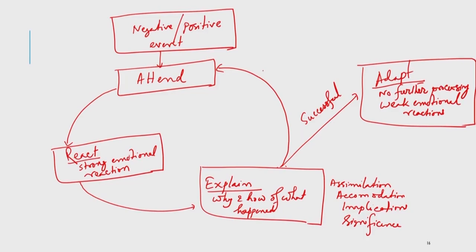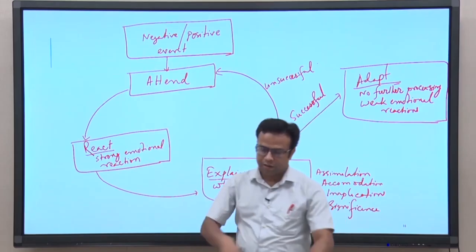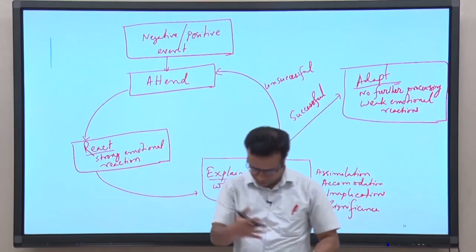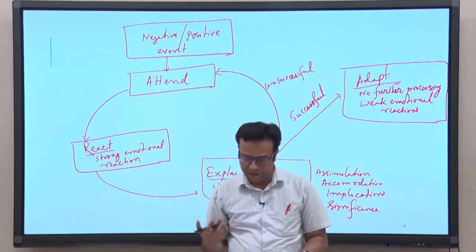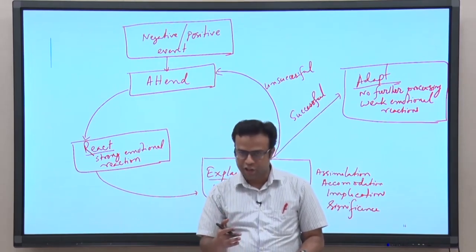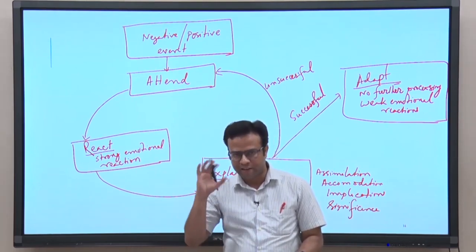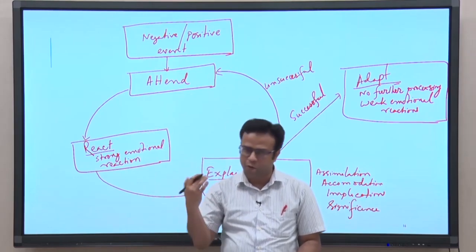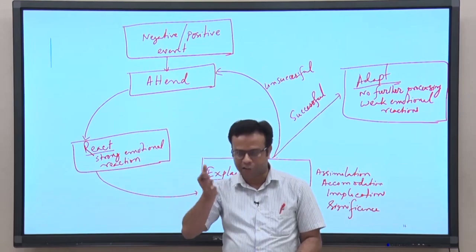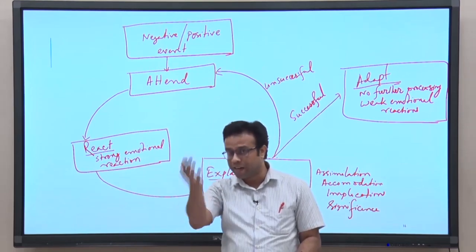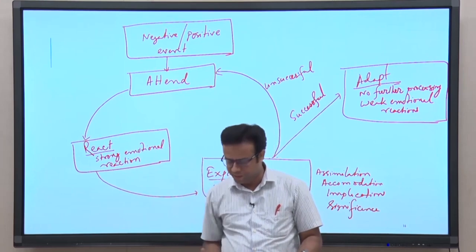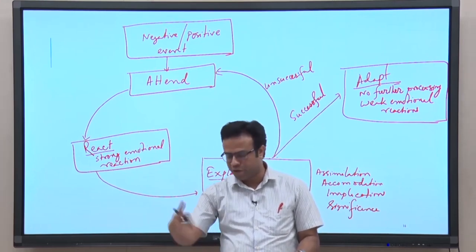So, if it is unsuccessful, generally it will again go through all this process. So, in a diagrammatic fashion we can explain the process of adaptation that happens. After an event we attend, after attention we react emotionally, and after reacting emotionally, for some time we try to explain why and what has happened using assimilation, accommodation, we'll see implications, we'll try to understand the significance of the event, and if this explanation process is successful we adapt.